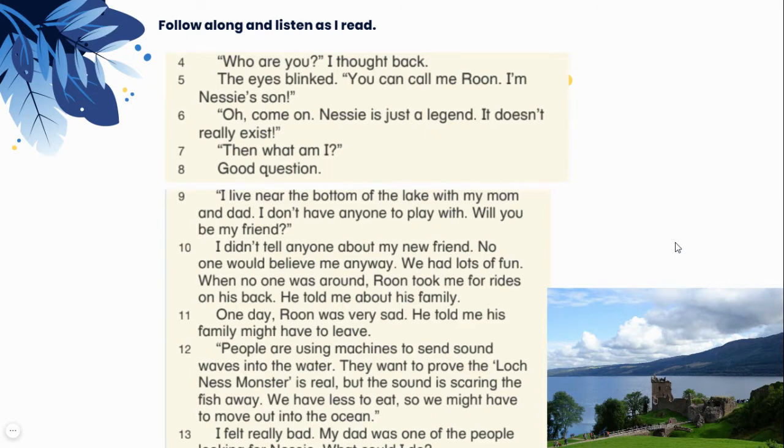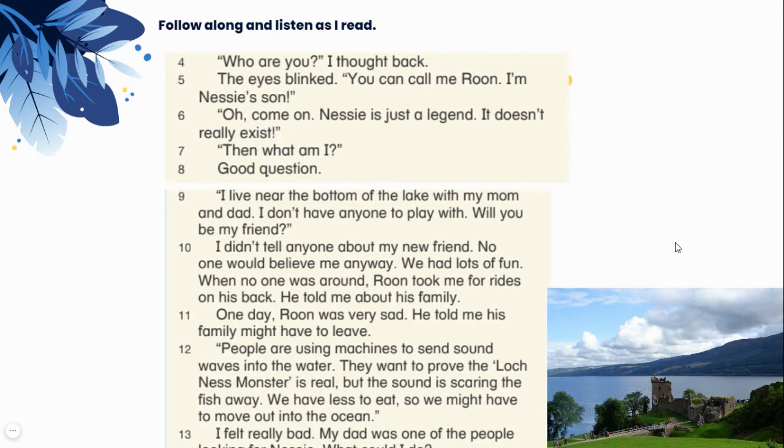I didn't tell anyone about my new friend. No one would believe me anyway. We had lots of fun. When no one was around, Rune took me for rides on his back. He told me about his family. One day, Rune was very sad. He told me his family might have to leave.